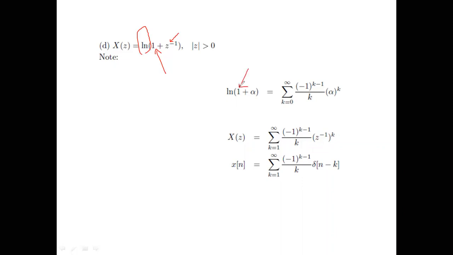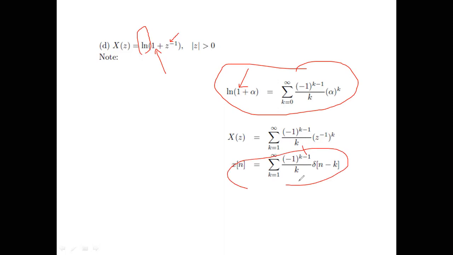So here is the template of the natural log. In place of alpha, we substitute z to the power minus 1. The remaining things stay the same. Only thing is delta n minus 1 into k, that is, minus k. So here is your answer. Okay. So that was about inverse z transform using the power series expansion method.